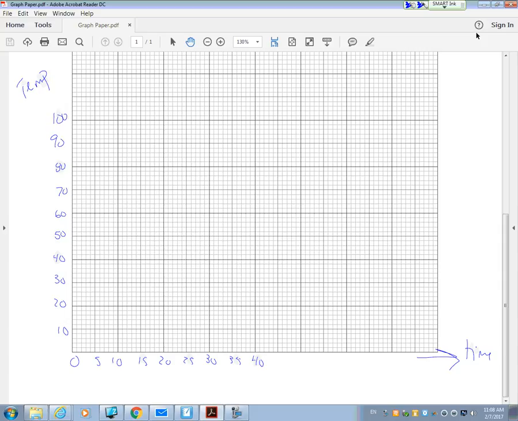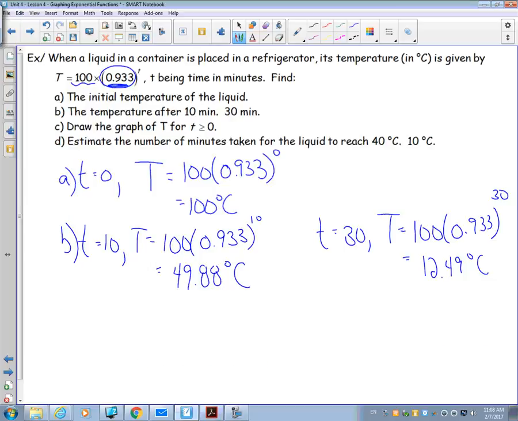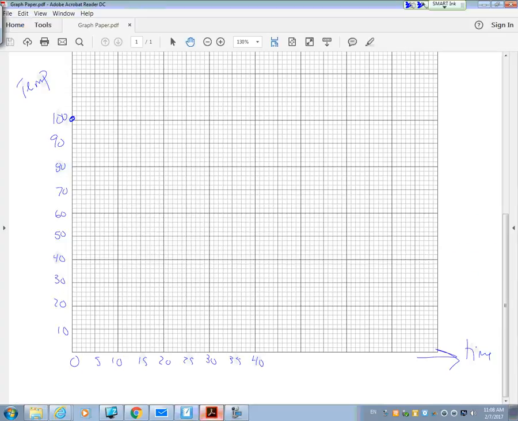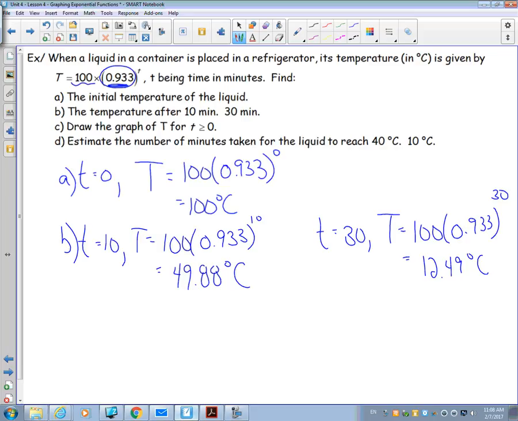And what do we know? We know it was at 100 degrees to start. We know after 10 minutes, at 10 minutes we were down to basically 50, and at 30 minutes we're down to 12 and a half. So 50 and 12 and a half. 50 after 10 minutes, and 12 and a half after 30 minutes. And we can graph this. It's going to come down this time. Okay. Now, our functions never get into the negatives. They should stay positives. They're going to get smaller and smaller and smaller, but it won't actually hit 0.